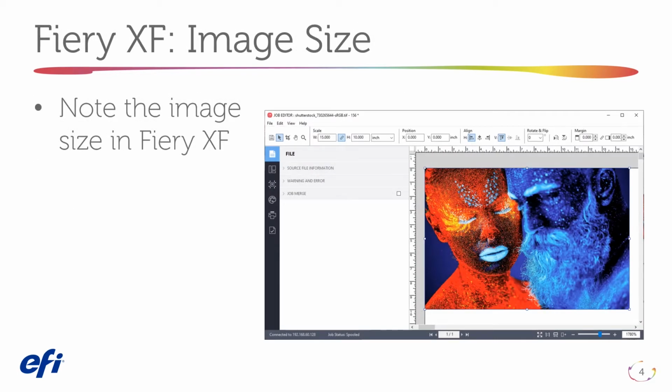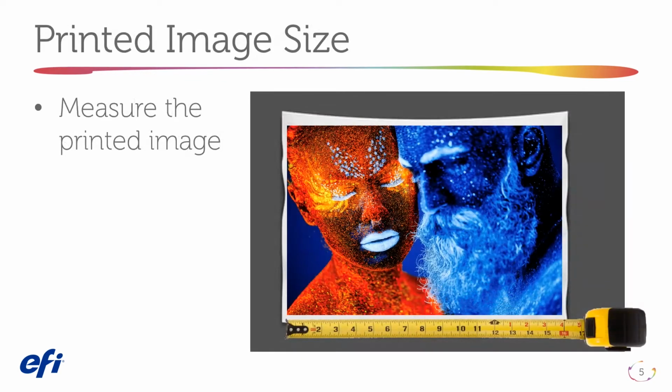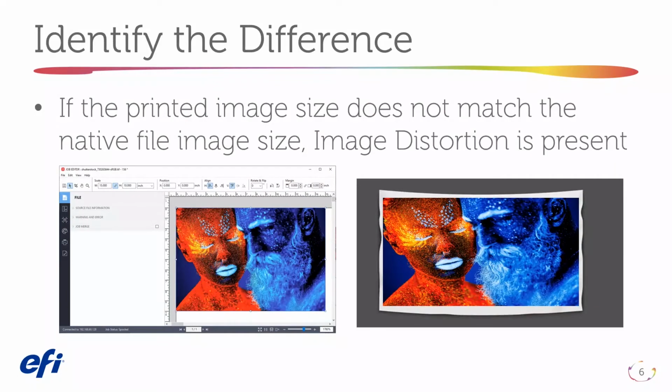In this example, note the original 15-inch by 10-inch image size in the FabriVU job editor. The printed image may show distortion when measured, in this case 16 inches by 9.75 inches. If the printed image size does not match the native file image size, image distortion is present.